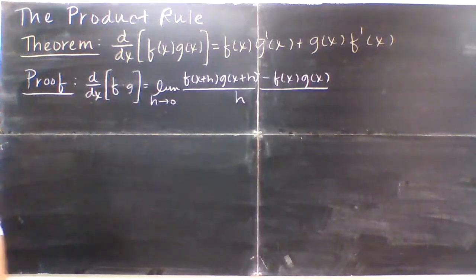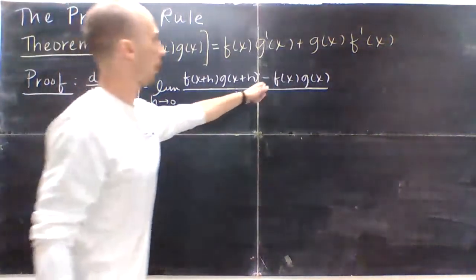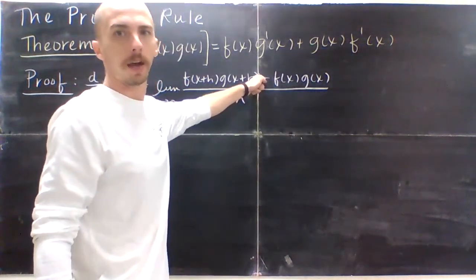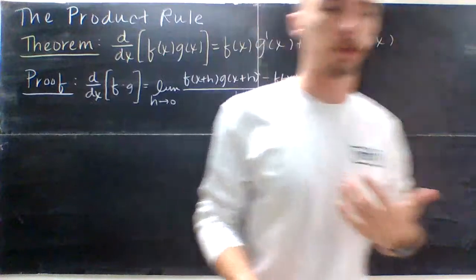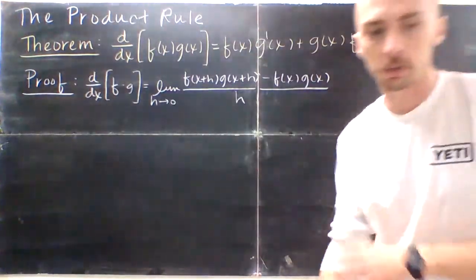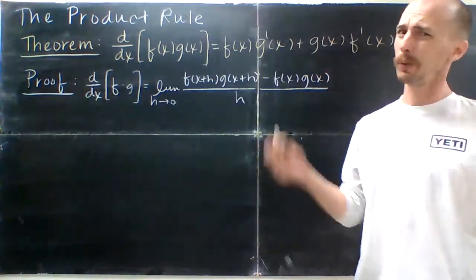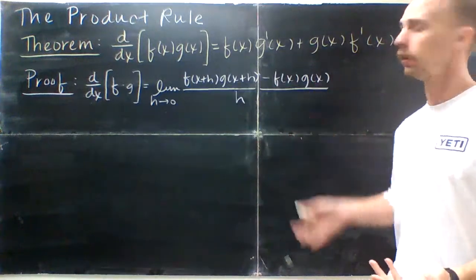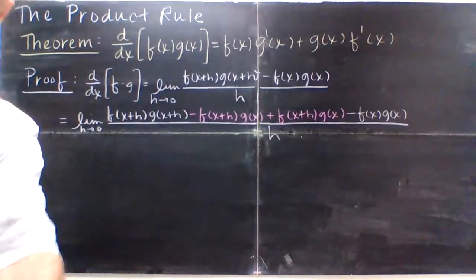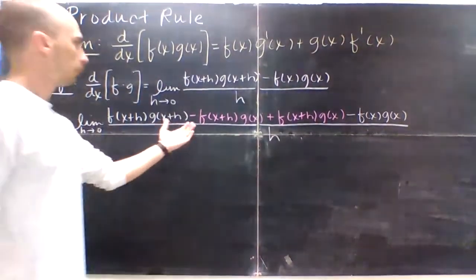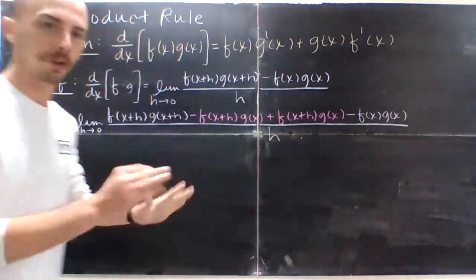Now what I'm going to do is add a clever form of 0. Right in here, between these two things, I'm going to subtract something and then add it back. So in total I've added 0 to the fraction, so I haven't changed its value. I'm going to subtract f of x plus h multiplied by g of x, and then add it back. You may ask, why would you do that? But once I get it on there, you'll see. All right, there you go. I've subtracted f of x plus h times g of x, and then added it right back, so I haven't changed the value of this fraction.